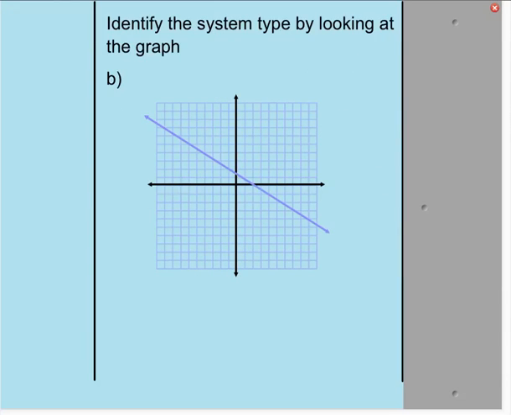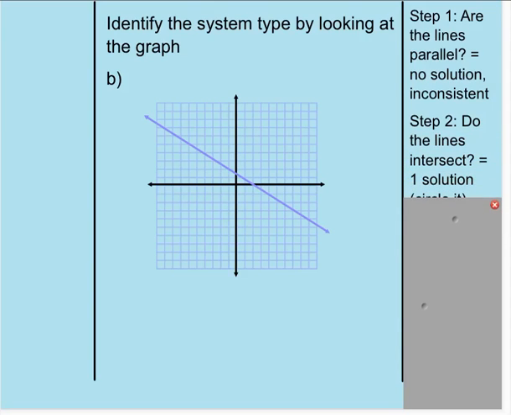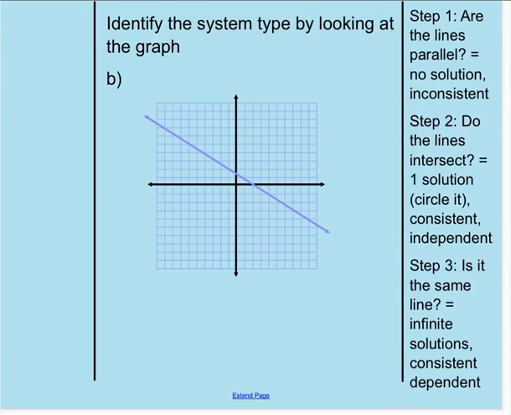So we'll start with our first question again. Are the lines parallel? Well, I only see one line, so I'm going to say no. I don't have parallel lines. You need two lines for them to be parallel. Do the lines intersect? Again, you have to have two lines for the lines to intersect, so again, I'm going to say no. And my third question, is it the same line? In this case, the answer is yes.